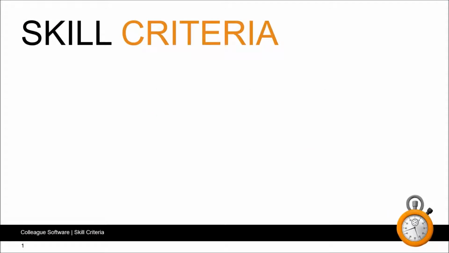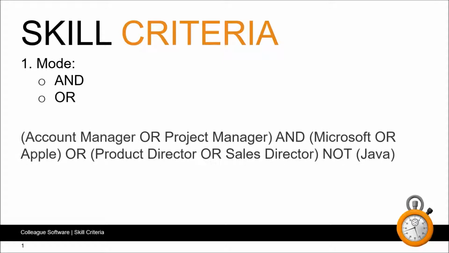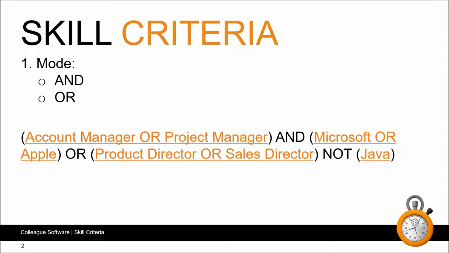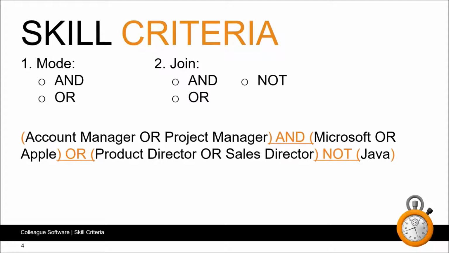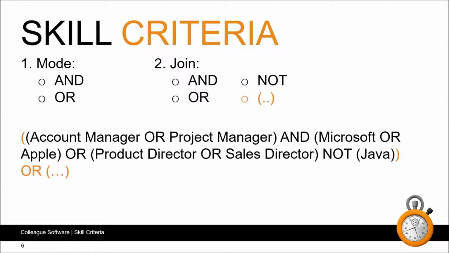When searching with skills, there are 2 distinct criteria types. The first is mode. This refers to the criteria being held within the brackets. The second is join. This refers to the logic connecting each of the bracketed criteria. There is also a parenthesis option. This is used to group a collection of skill criteria together and should be used for larger search strings.